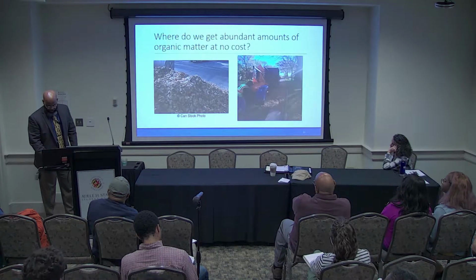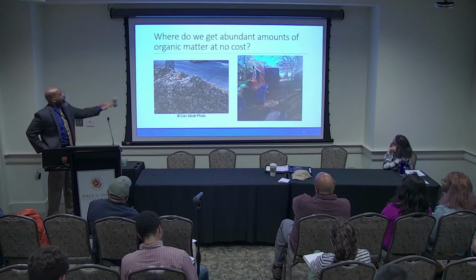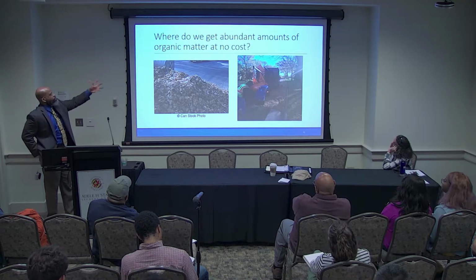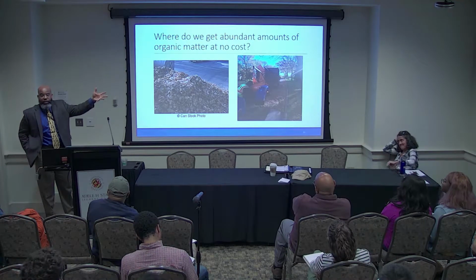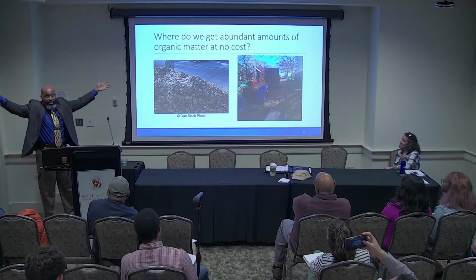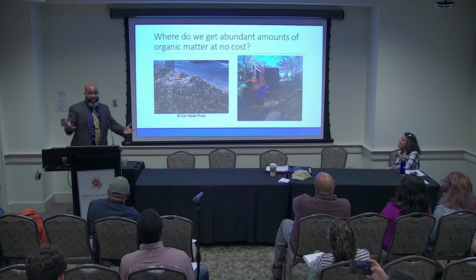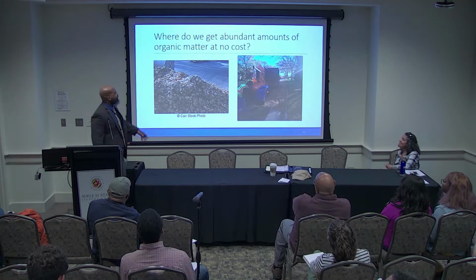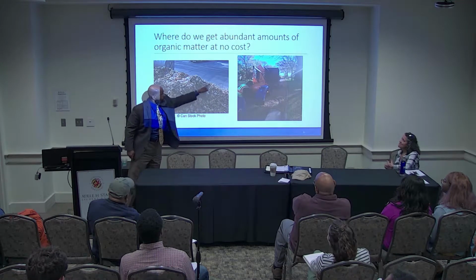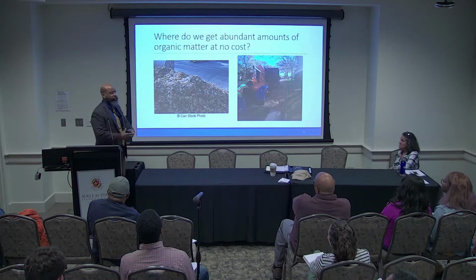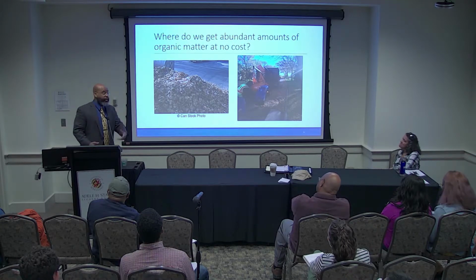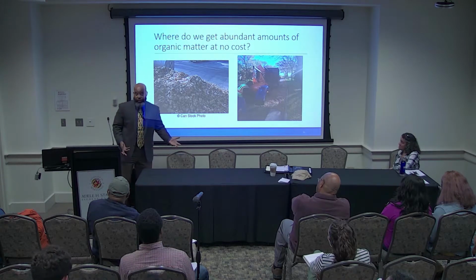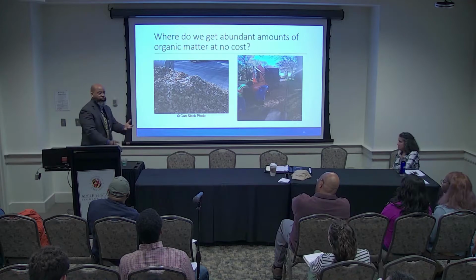Okay, so where do we get abundant amounts of organic matter, particularly in a deciduous forest ecosystem like this? Senescence. Every autumn, mass senescence. Leaves for days, all over the place, right? It's there, it's free, it's abundant. The only cost is to go out there and pick it up, and then do something with it.